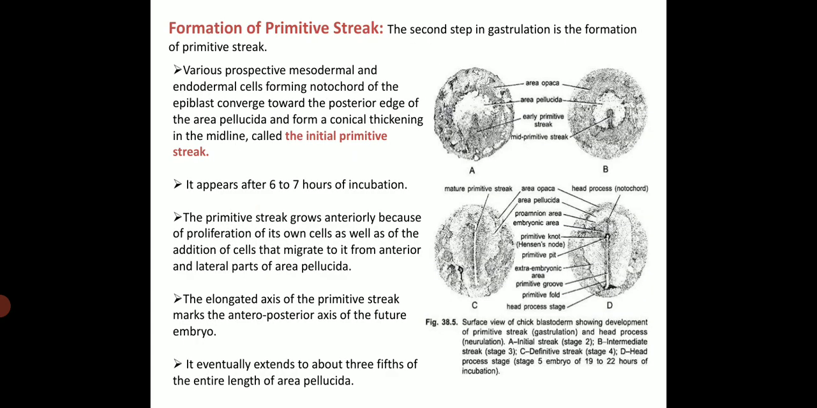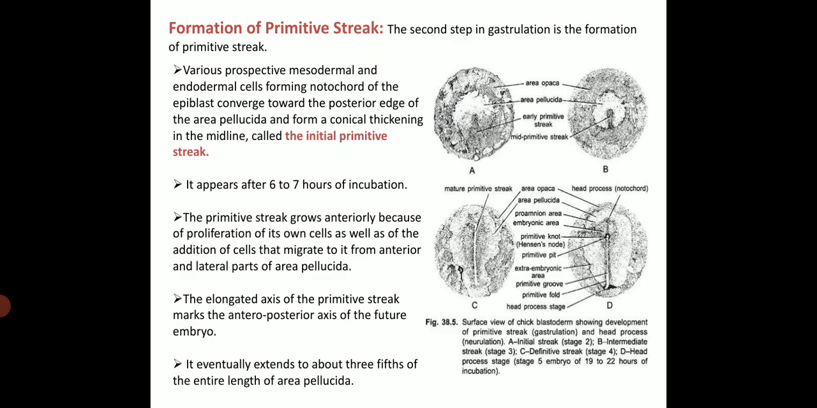Second major event is formation of the primitive streak. The second step in gastrulation is what we call the formation of the primitive streak. So looking at the picture, here the various mesodermal and endodermal cells, the cells forming notochord of the epiblast, converge towards the posterior edge of the area pellucida. Two areas have been formed, the outer one, area opaca, and the inner one, area pellucida.